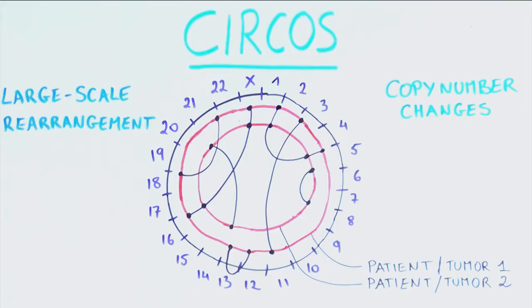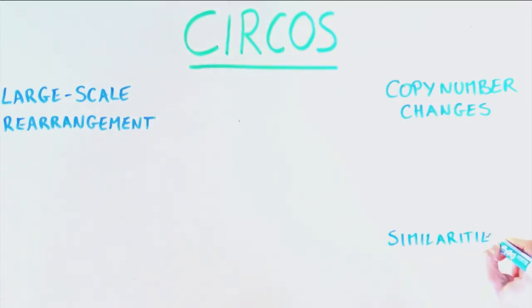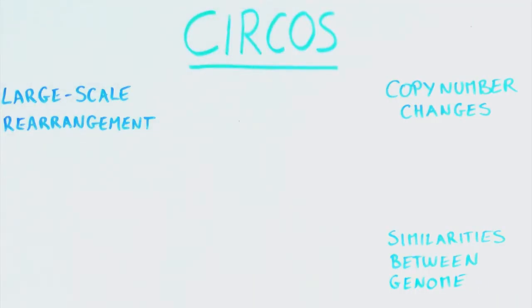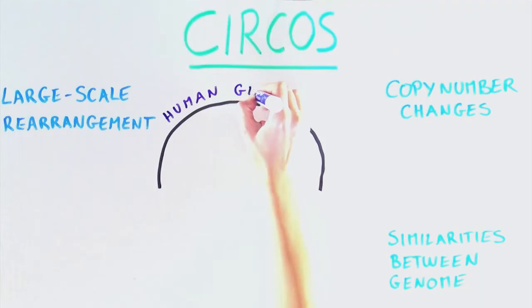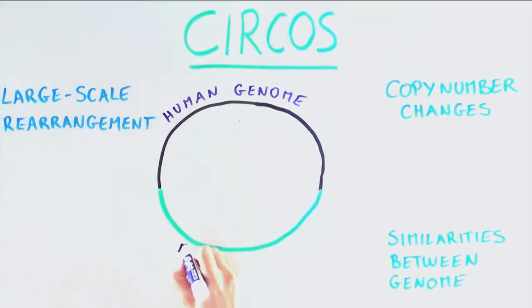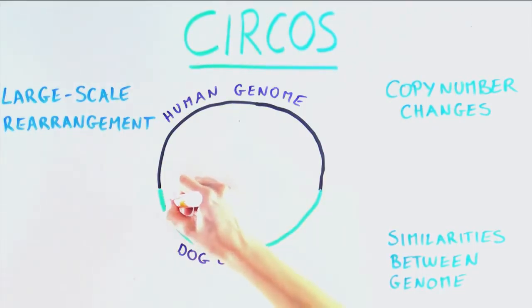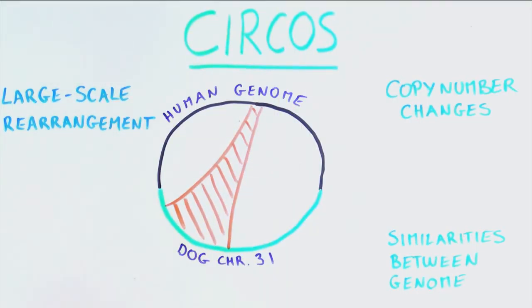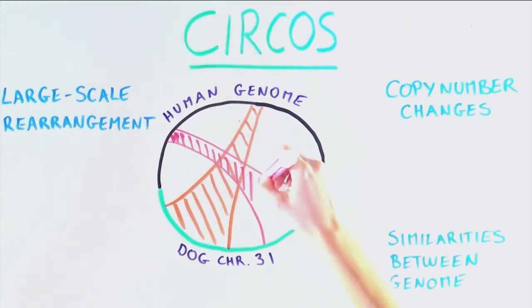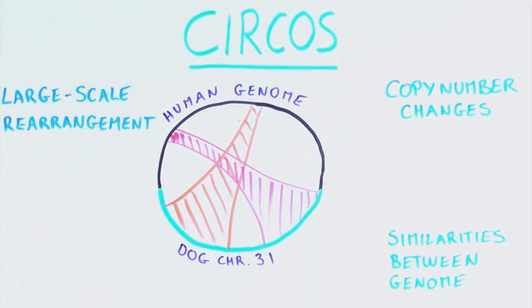Using Circos, we can also study similarities between different genomes. For instance, if we were comparing the dog genome to the human genome, we would plot the entire human DNA sequence on the top half of the circle and one of the dog chromosomes on the bottom half. If there are any similarities between a particular sequence of the dog chromosome 31 with the human sequence, we would represent this by drawing a thick line spanning the dog DNA sequence with the matching sequence in the human genome.